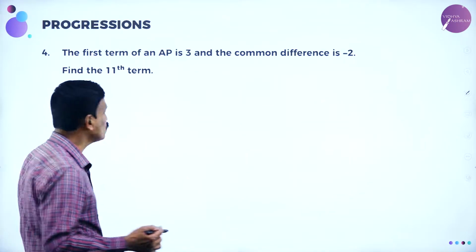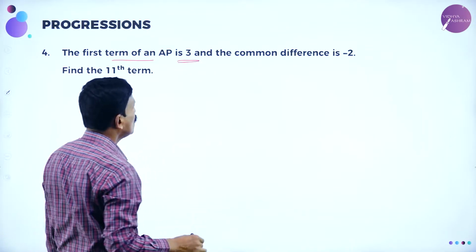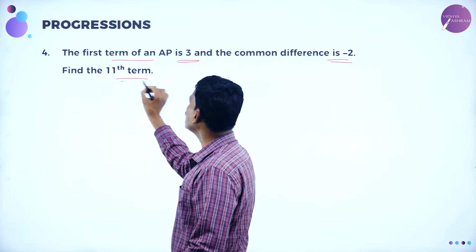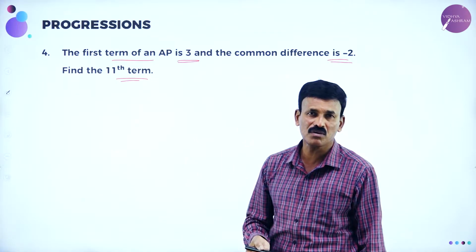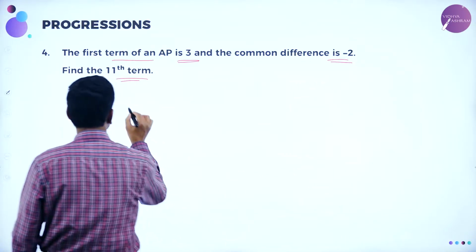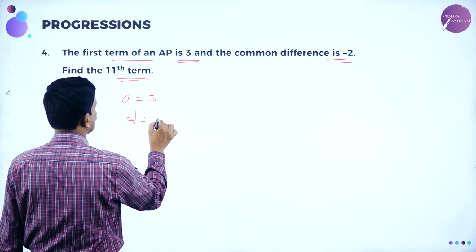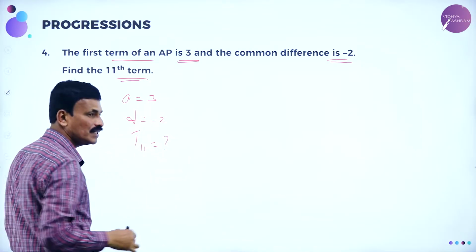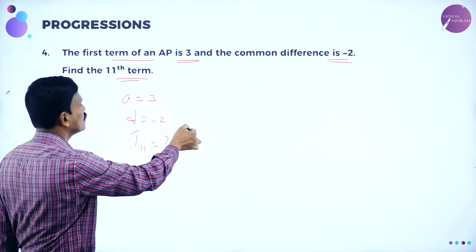Let us come to the next problem. The first term of an AP is 3 and the common difference is minus 2. Then find the 11th term. So instead of a sequence, they have already given the first term and the common difference. Very simple type of problem it is. So the first term A is equal to 3 and the common difference is already given, minus 2. What is required to find is T11. The 11th term is to be determined.